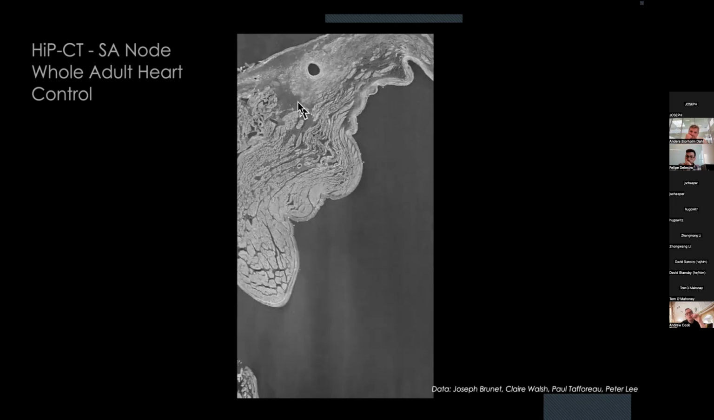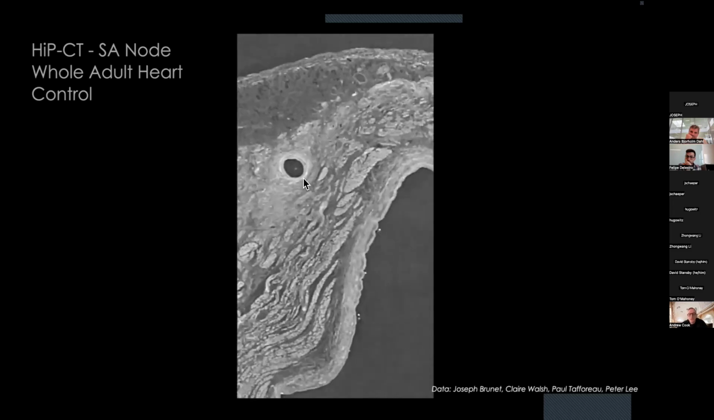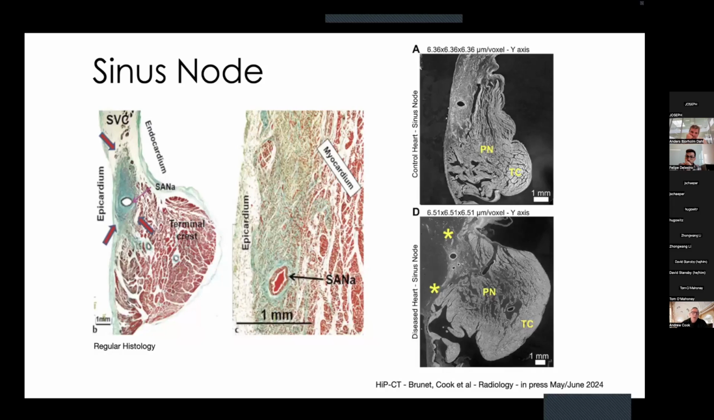So certainly you can recognize this if you know the histologic features of the sinus node. And this is what it looked like histologically. So we know that it's got this very dense appearance with the blue elements of fibrous elements and quite small cells. And we can then recognize that with HiP-CT data, and we can see changes in, for example, fatty infiltration. Here we can see changes to that structure.